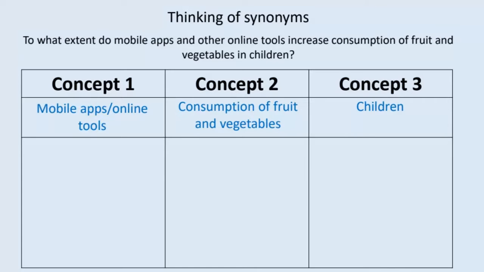So we've got healthy eating, social media, websites, infants, nutrition, digital tools, nutritional intake, smartphone apps, 5 a day, young children. Yeah, you get the picture. This is exactly what we're searching for. These are the types of terms that we need to put in when we are searching for this topic.